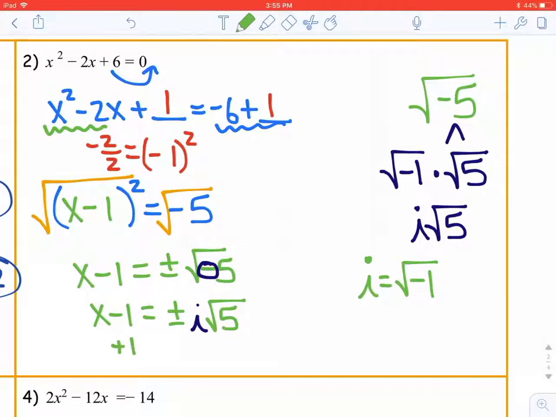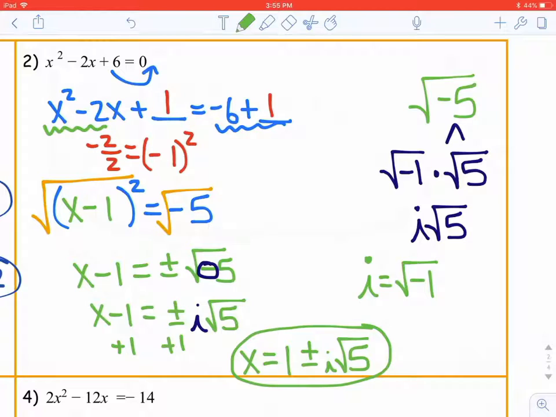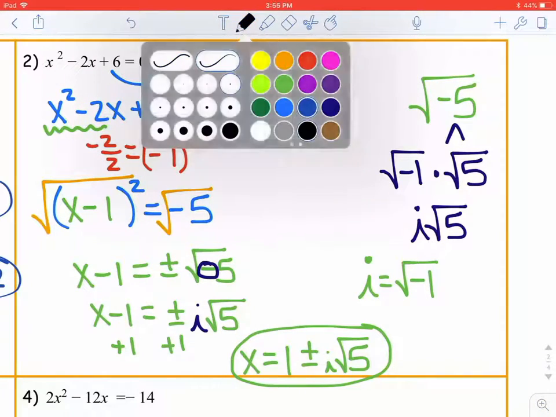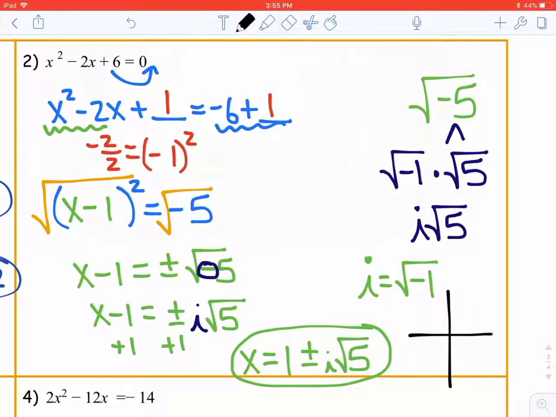So we just have to add that 1 to both sides and then put that all together as 1 plus or minus i square root 5. So you might think, what in the world is that? Well, that is where we have a graph of a quadratic. Let me just give you a little sample here.